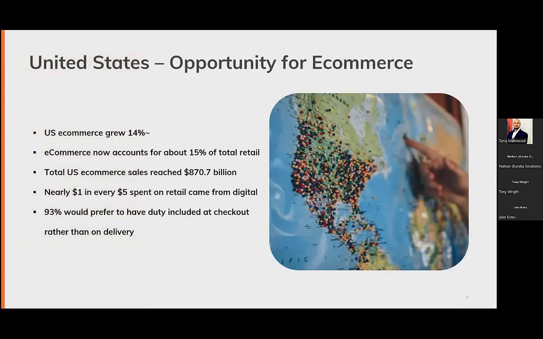So looking at the opportunity for US commerce, I have a few stats here to share. The US e-commerce market grew by about 14%, which means e-commerce now accounts for about 15% of all retail sales in the US. That totaled just over $870 billion. So I'm sure you can appreciate how massive an opportunity it is to sell into the US. Nearly $1 in every $5 spent on retail came from digital, with 93% of people surveyed saying they would have preferred to have duty included at checkout rather than on delivery. So some interesting stats there.